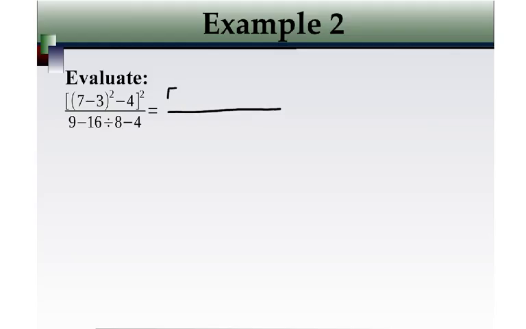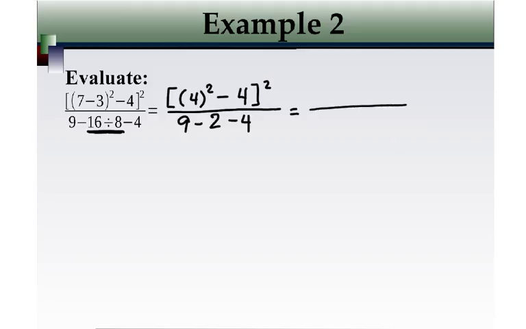First thing in the numerator that we come to, do the innermost parentheses or brackets or whatever you have. So the 7 minus 3 is what we do first, and it gets squared. Now let's move to the denominator and see what we can do with that. The first thing that comes in the denominator is the division, because there's no parentheses and no exponents. We have a 9, and then a negative 16 divided by 8 gives us negative 2 minus 4.